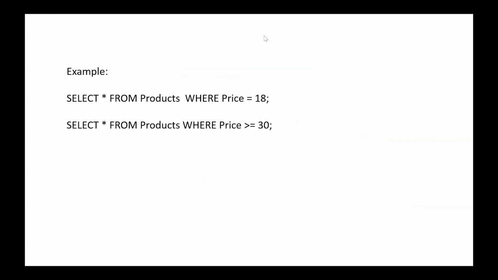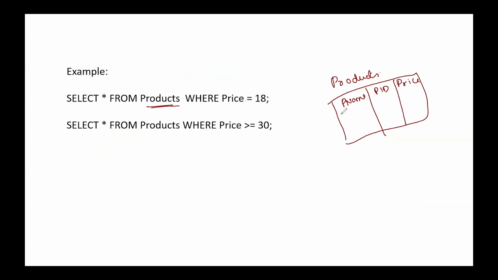So see an example here. Select star from products. So products is a table name I have where I have different values. For example, probably I have product name, product ID, and I have price of that particular product. This is my table and I have values entered. So here I am using a comparison operator to select a product which has price equal to 18. So whichever product has 18, only that will be displayed in my output.